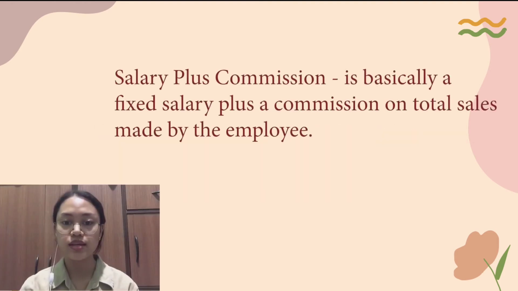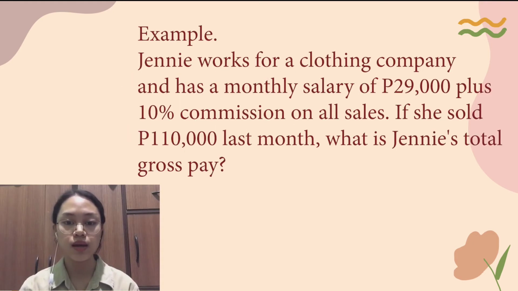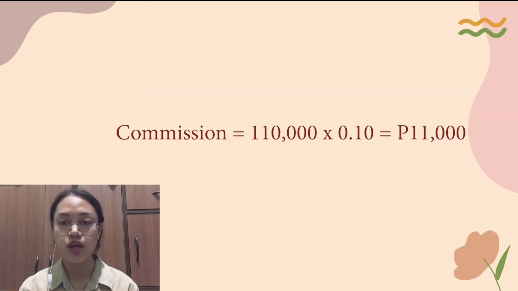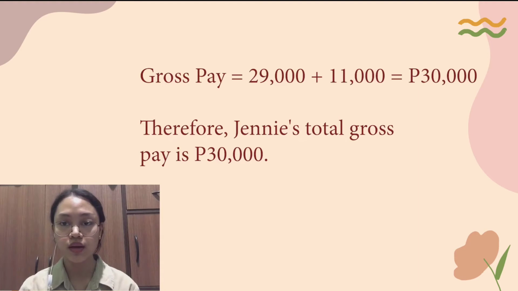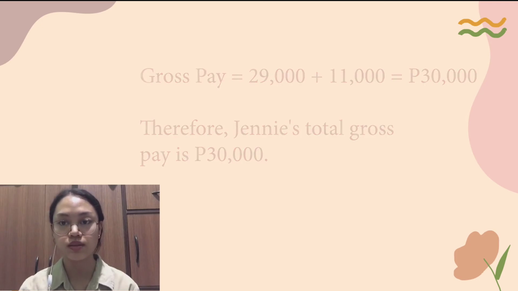Salary plus commission is basically a fixed salary plus a commission on total sales made by the employee. Example, Jenny works for a clothing company and has a monthly salary of 29,000 pesos plus 10% commission on all sales. If she sold 110,000 pesos last month, what is Jenny's total gross pay? In this situation, Jenny earns 110,000 multiplied by 10% commission rate, which gives us 11,000. Now, 29,000 salary plus her commission gives us 40,000, which means that Jenny's total gross pay is 40,000 pesos.